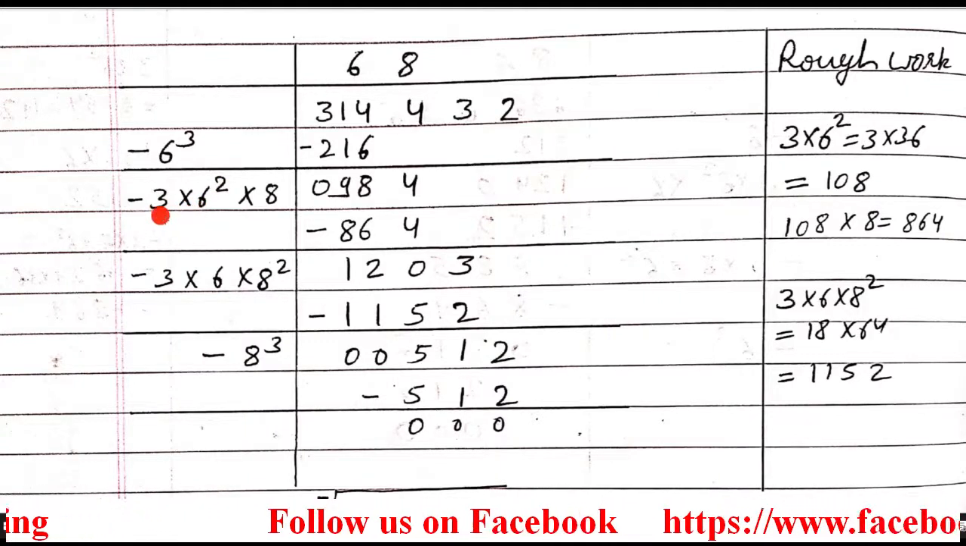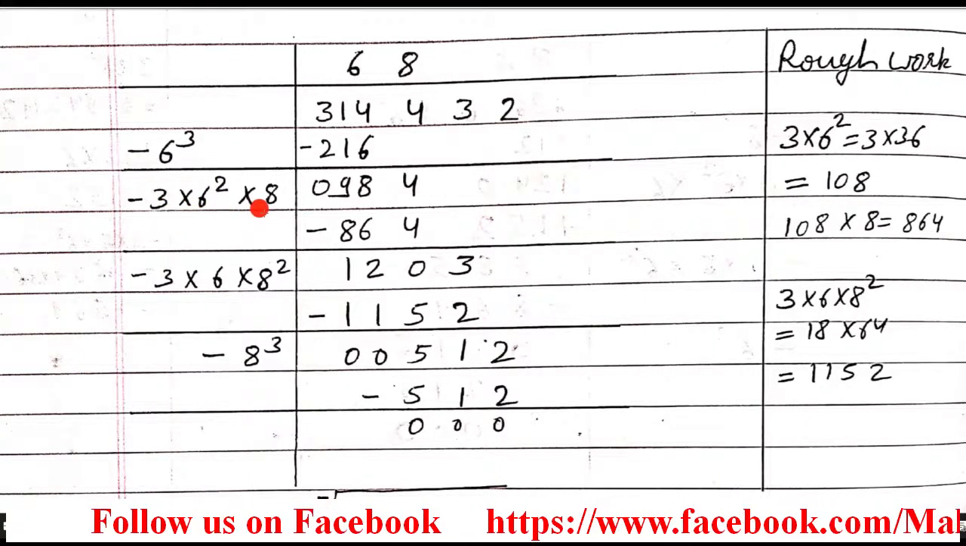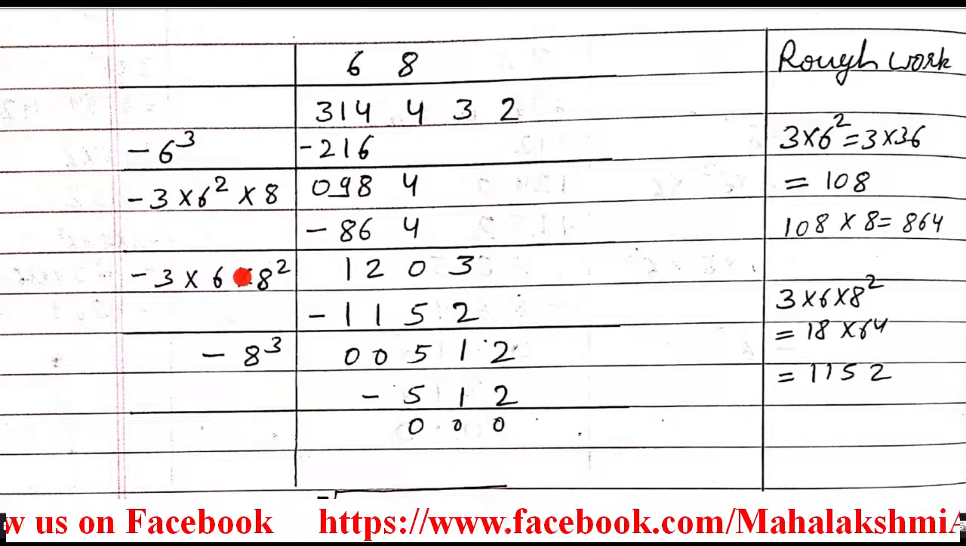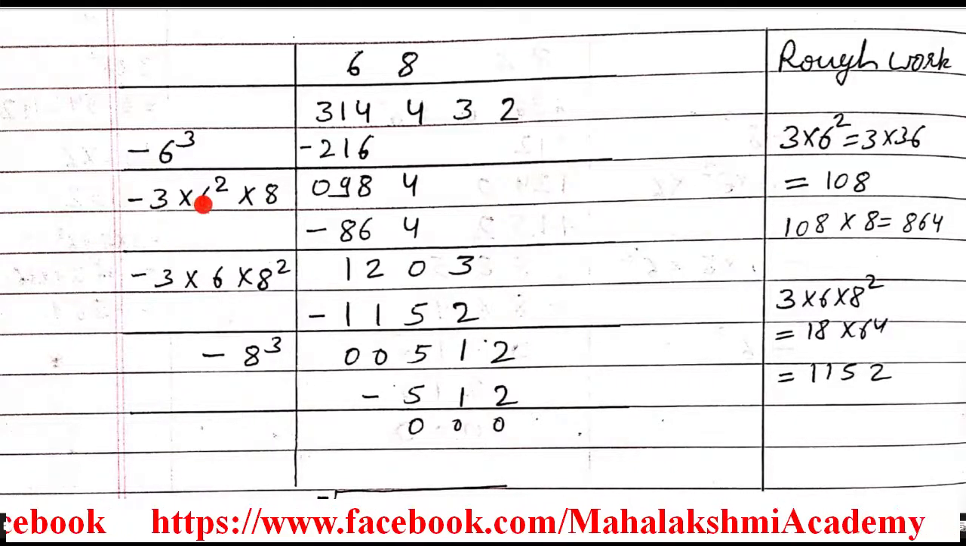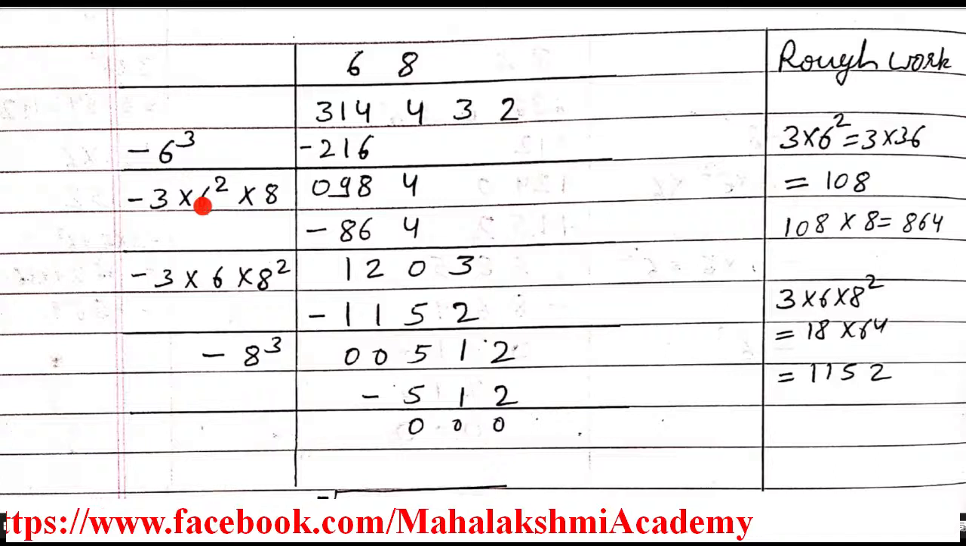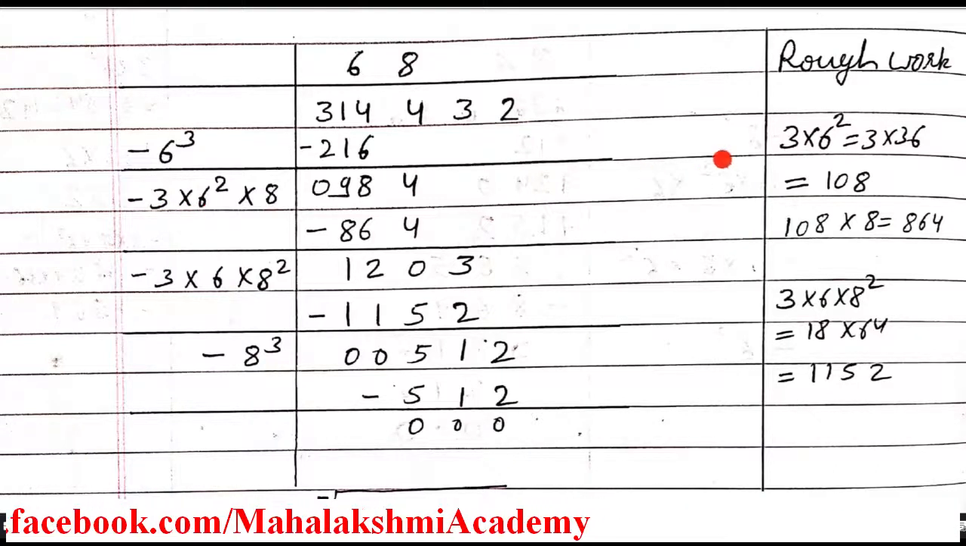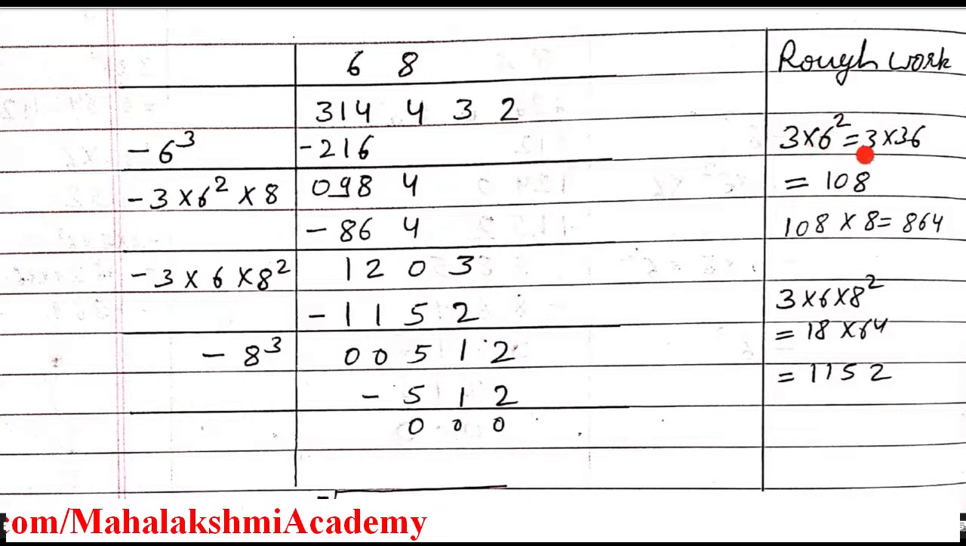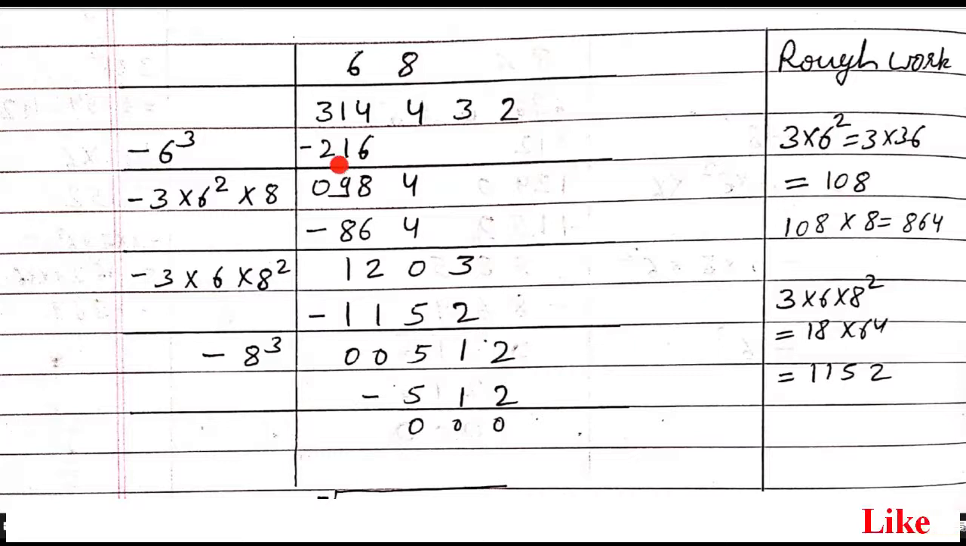and after multiplying them we will find out which digit will come here. So just see in the rough work what we have to do. 3 multiplied by 6 square, we have to see what the answer of these two terms is going to be. So 3 multiplied by 6 square. 3 into 6 square is 36, so 36 into 3 is 108. So the product of 3 into 6 square, we obtain 108.